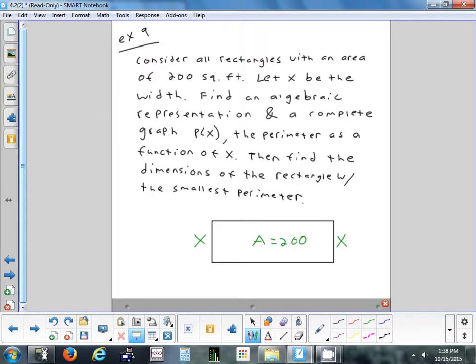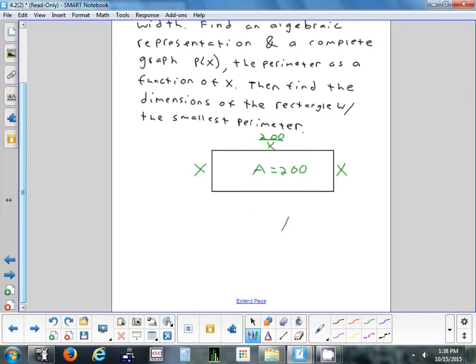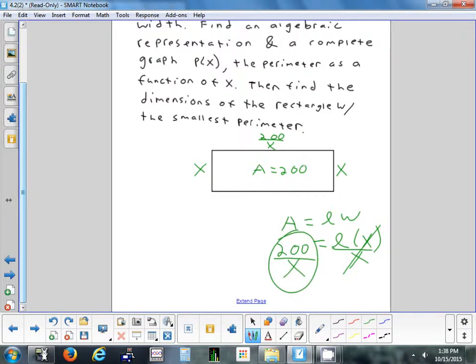If you're not sure how Matthias got that, you can look at it backwards and say, take this times that, you get 200. Or, here's your formula for area: length times width. Our area is 200. We don't know the length. The width is x. Solve for length. Your length is 200 divided by x.